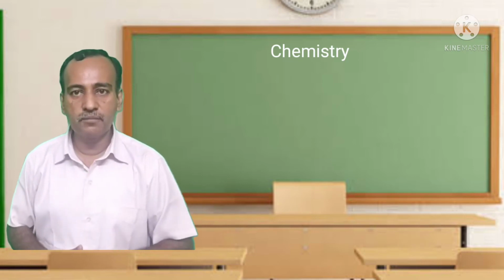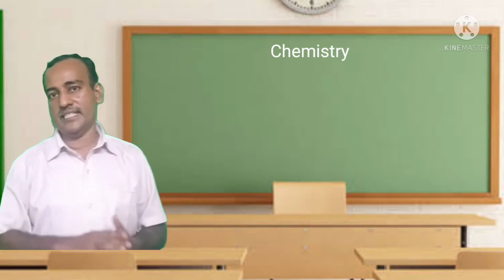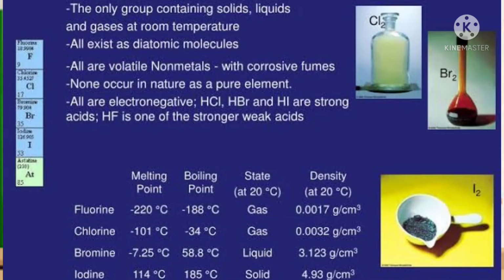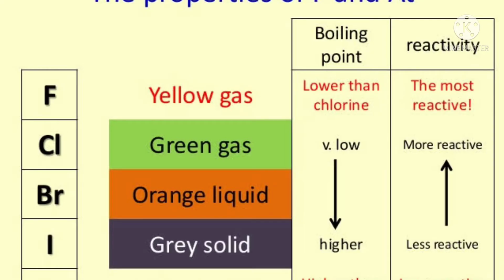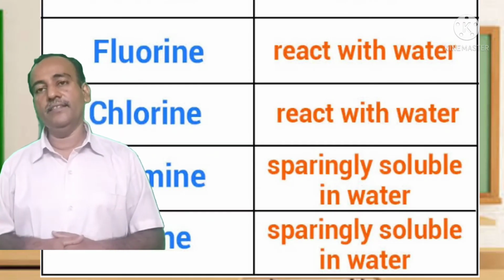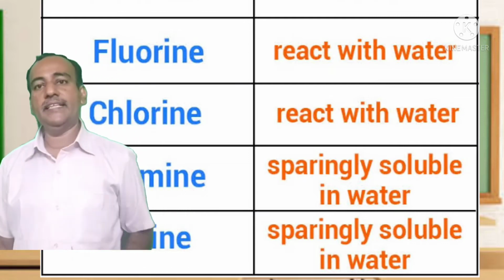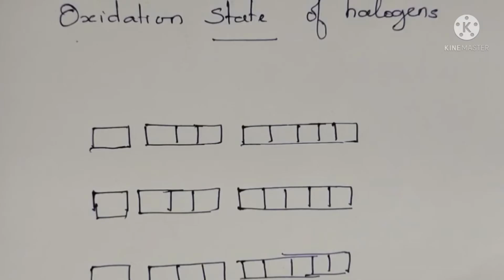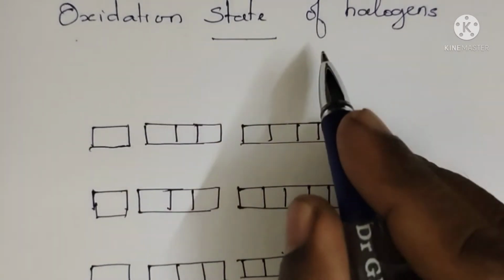What did we study in physical properties? We studied about the physical state. Do you remember the physical state? Fluorine and chlorine are gases, whereas bromine is a liquid, iodine is a solid. We studied that halogens possess color. All the halogens are colored. We studied about the solubility of halogens in water. Also, we studied about melting and boiling point of halogens. Oxidation state of halogens.